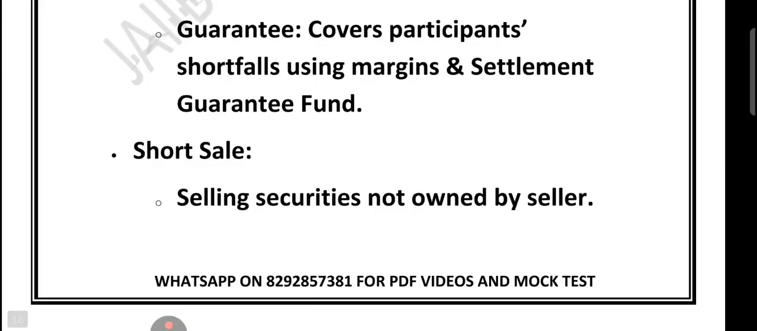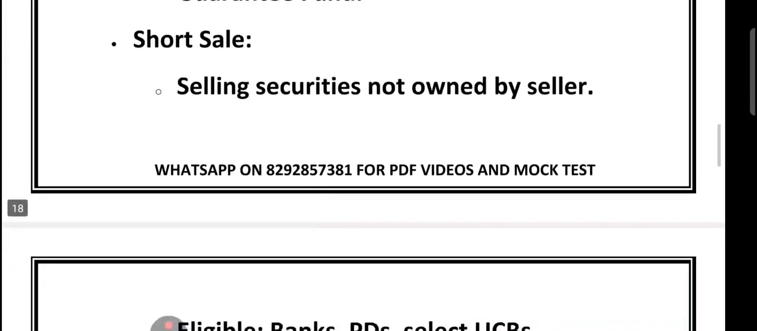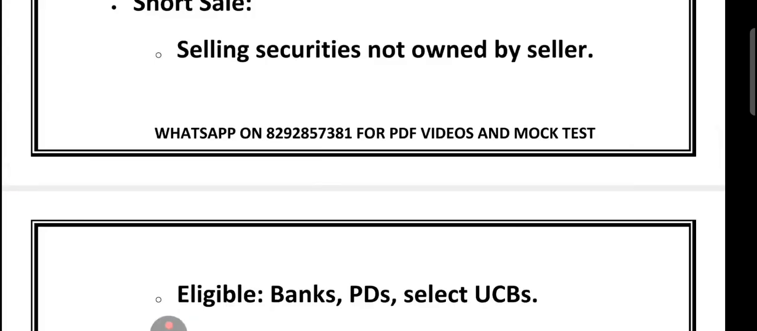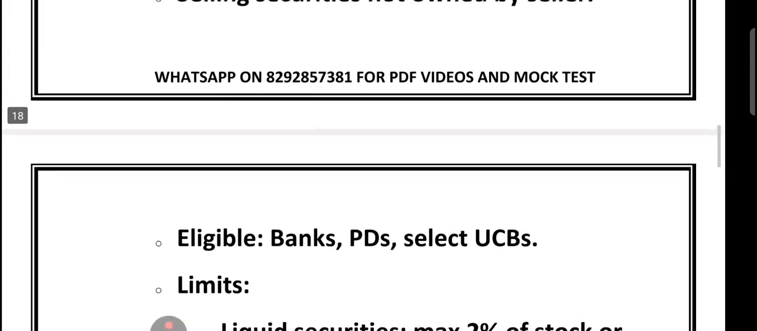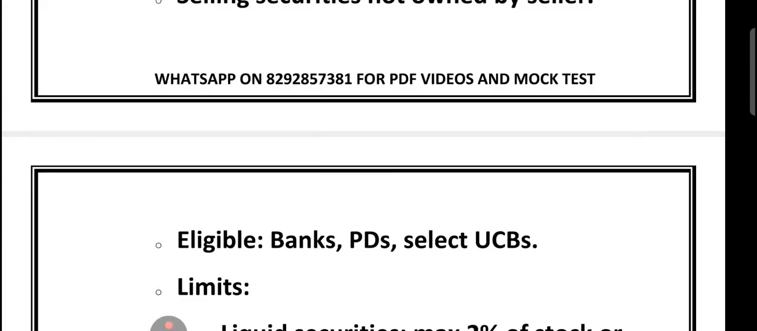So CCIL ensures a smooth and secure settlement of government security trades. Short sale. Short sale means what? You are selling a security not currently owned by the seller. Who are the eligible participants for this short sale? Banks, primary dealers, selected UCBs.